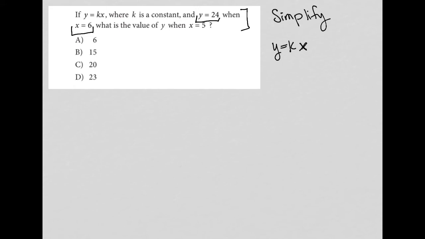So instead of y equals kx, I can replace that with 24 equals k times 6, right? Just replacing y with 24 and x with 6. And now I can simplify this equation, right? So 24 equals 6k. I divide both sides by 6, and I get 4 is equal to k.